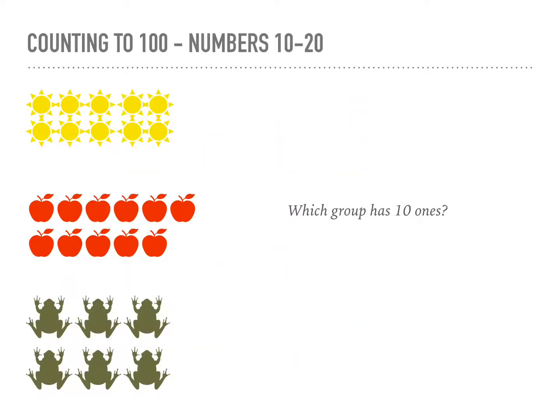Take a look at these three groups. Which group has 10? The group that has 10 is the group of suns.